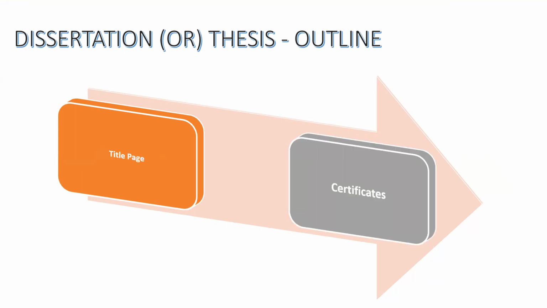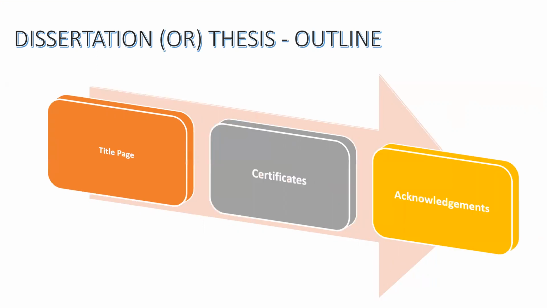Next are the certificates. Certificates can include the declaration from the researcher, the declaration from the research supervisor, and some certificates or endorsement from the department or the university where the researcher is going through his research work. Once the certificates are in a clear manner, which are mandatory for making the signatures, later we can move towards acknowledgements.